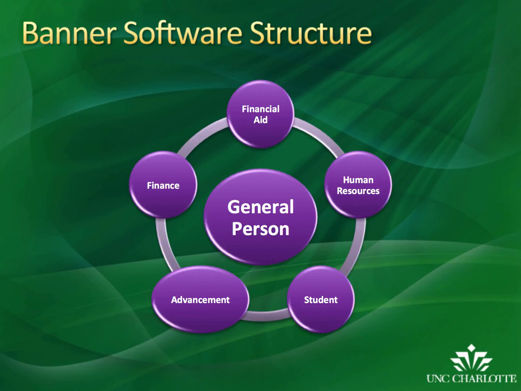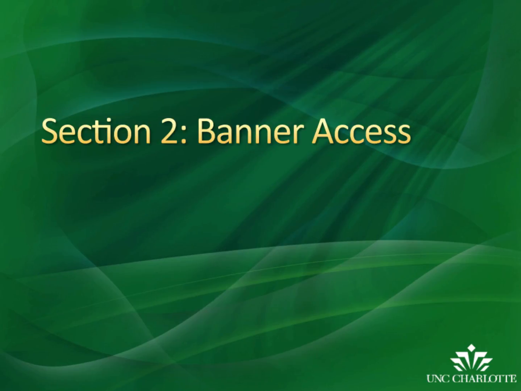Each Banner module in turn contains other smaller units, each of which handles a major function. For example, the student system includes course catalog, general student, and admissions. Within each of these units are forms. A form is where you enter and look up information. Now that we have reviewed what Banner does and how it helps organize data, let's move on to the second module and look at the system itself.